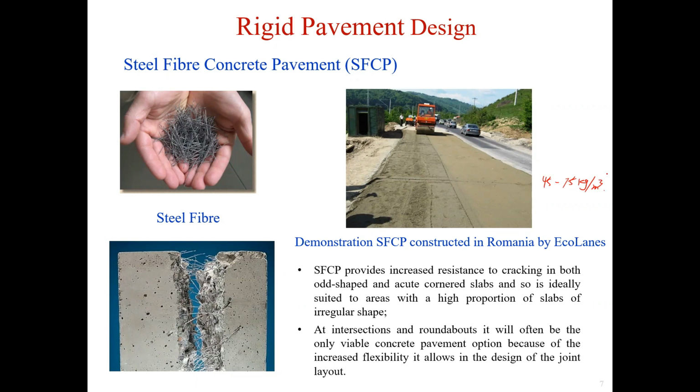It provides improved resistance to cracking, and it is ideal for areas with a high percentage of irregular slabs. Because of the increased flexibility in the design of the joint layout, such a type of concrete pavement is the only option for intersections and roundabouts. This type of pavement is also often used for toll plazas and bus stops.